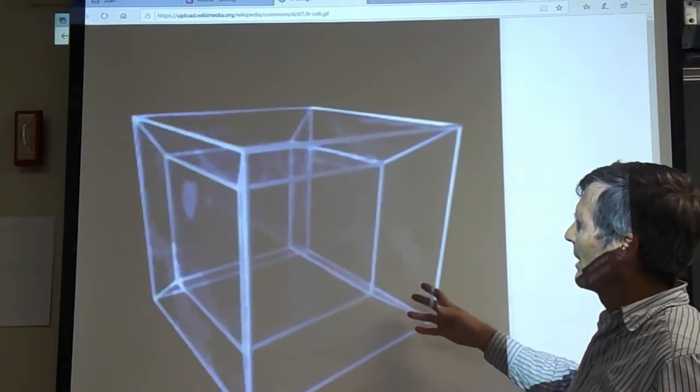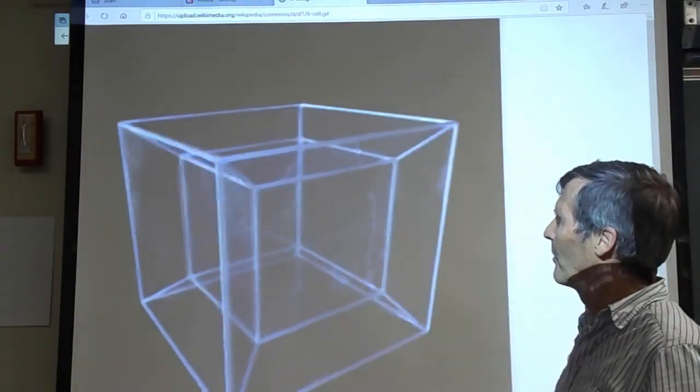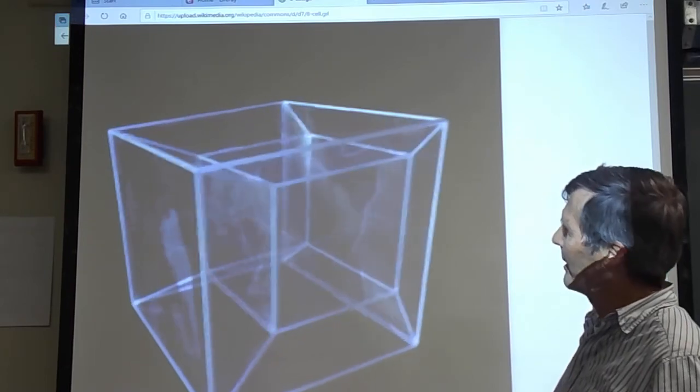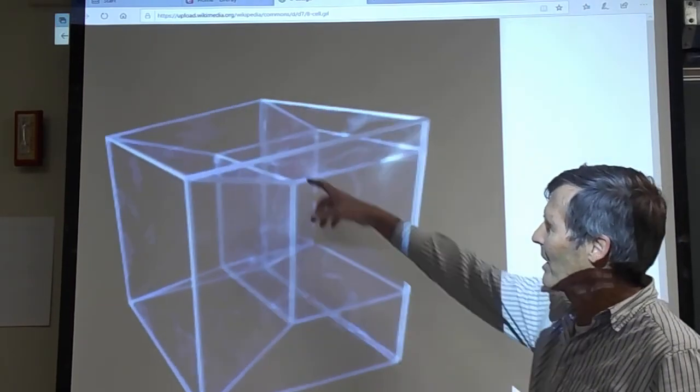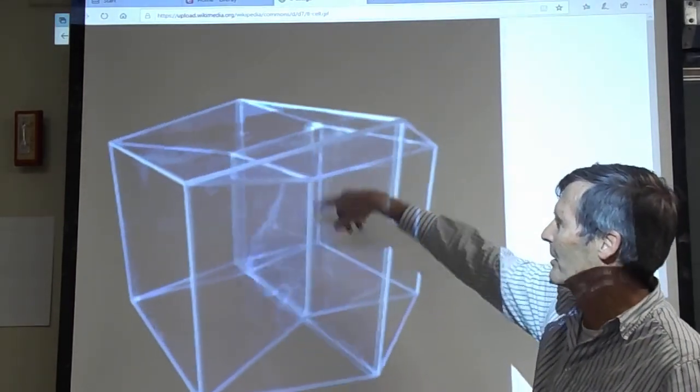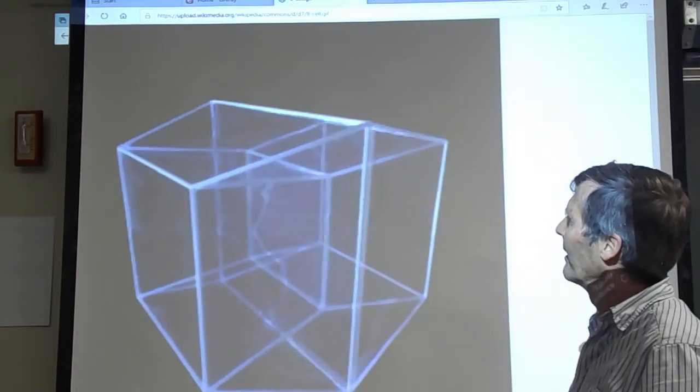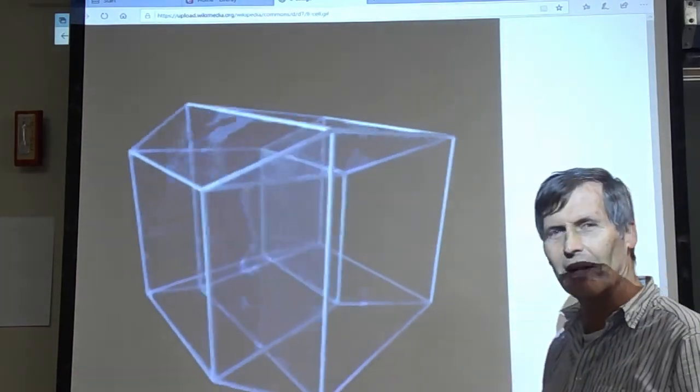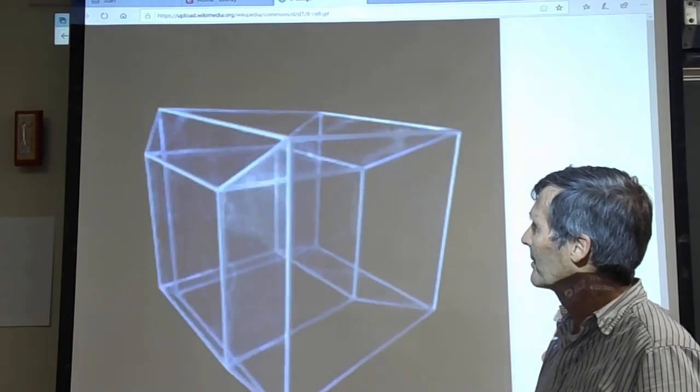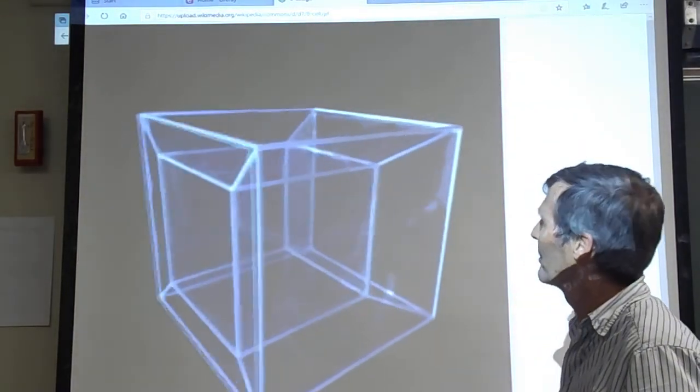But this represents a translucent cube of 4 dimensions rotating through 3 dimensions, and so it's got cross sections that are little cubes. You can see them appearing and going around, and you can think about now how would you generalize some of these theorems to 4-dimensional cases.